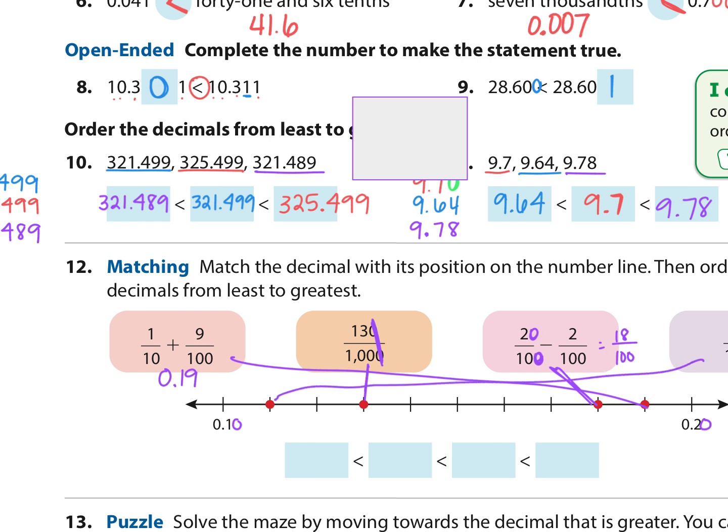Okay, so now I can list them in order from least to greatest. Which one goes first? The 11. And how do I write it as a decimal? 0.11 because it told me decimals. So 0.11 is less than, which is the next one? 13 hundredths. Which is less than 18 hundredths, which is less than 19 hundredths.